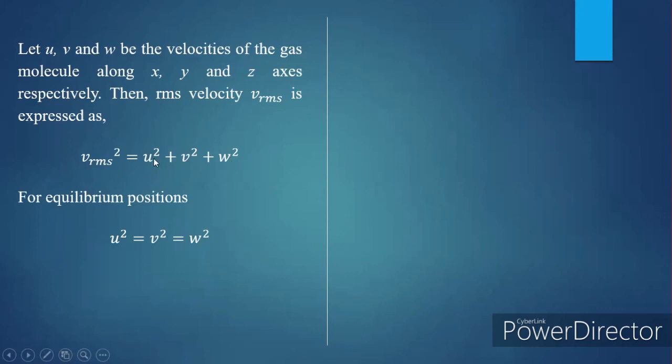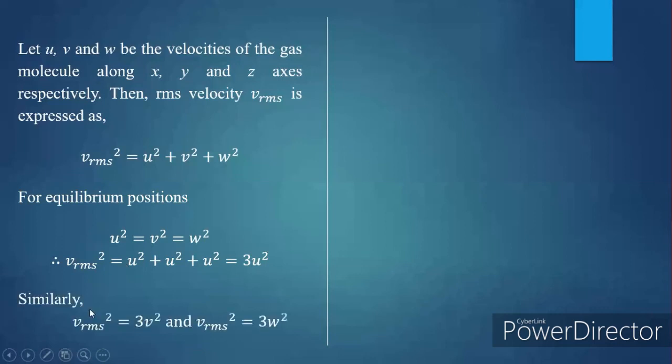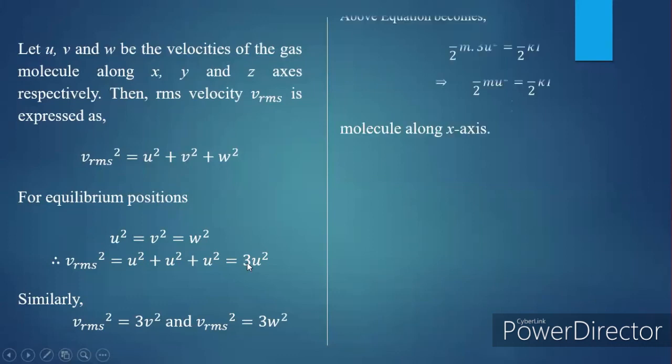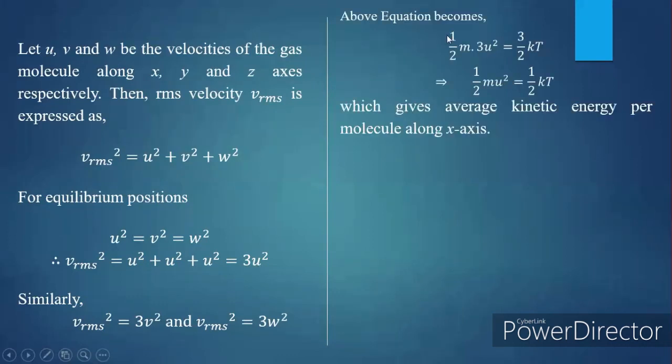Therefore, substitute here, then rearrange. VRMS square is equal to U square plus V square plus W square. Multiplying 3 on both sides, 3 by 2 multiplied by 3U square. Similarly, this can also be equal to 3V square, and VRMS square can also be equal to 3W square. Consider this expression along the x-axis. If you rearrange, you will get 3 by 2 RT along the x-axis.